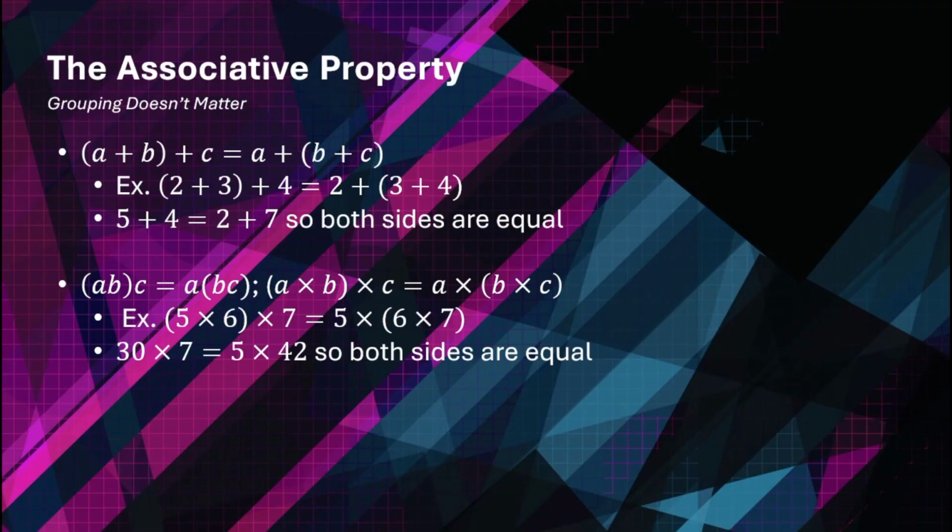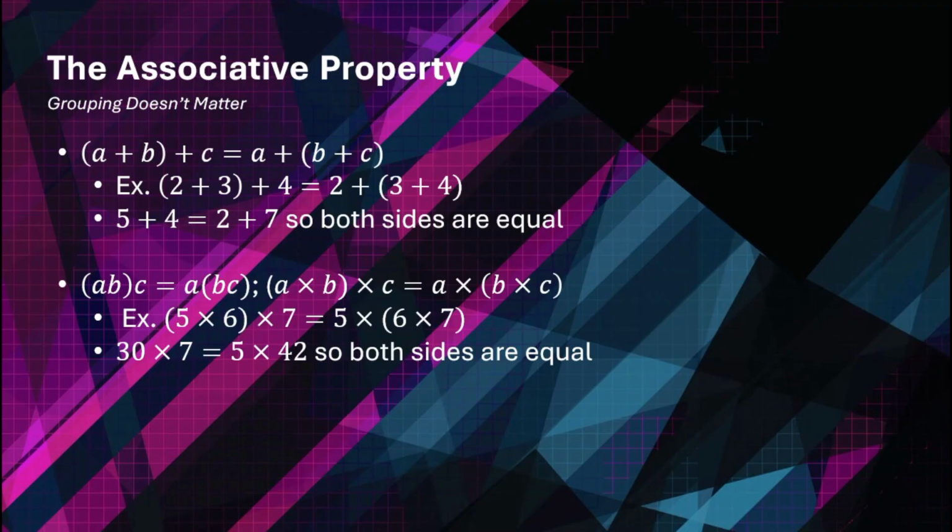So when we simplify each side independently, the left side becomes 5 plus 4, and the right side becomes 2 plus 7. These are different expressions, but 5 plus 4 is 9, and 2 plus 7 is 9, so you get the same value. The same thing applies to the second example on this slide.